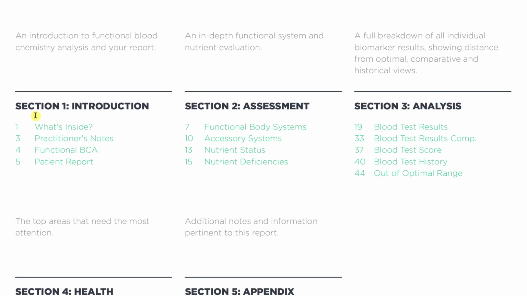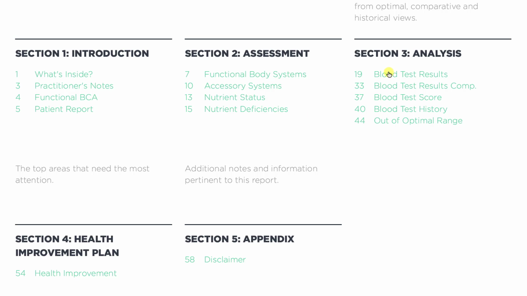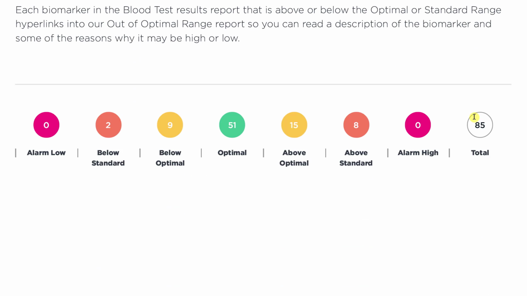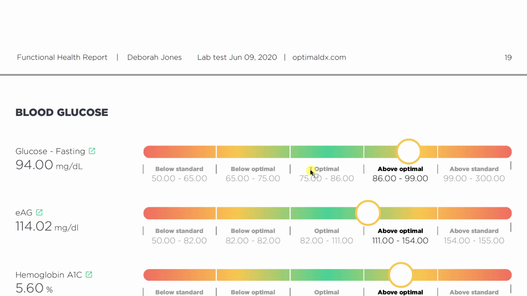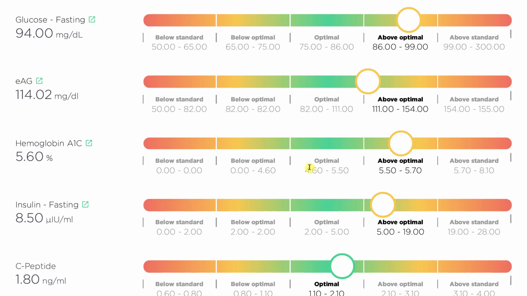I'm going to click on the home screen, which takes us back to the table of contents. Now I'm going to click on blood test results. There were 85 markers ordered for this study, so a pretty comprehensive blood chemistry panel. Starting off with blood glucose, you can see that your fasting glucose is elevated. Normal blood glucose would be 75 to 85. So at 94, this is a pre-diabetic range.